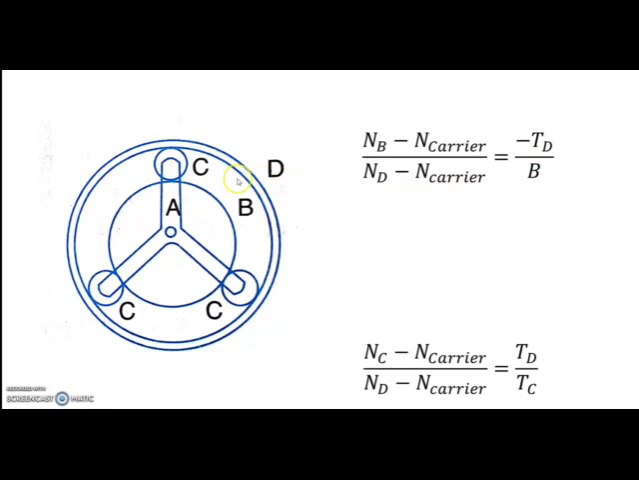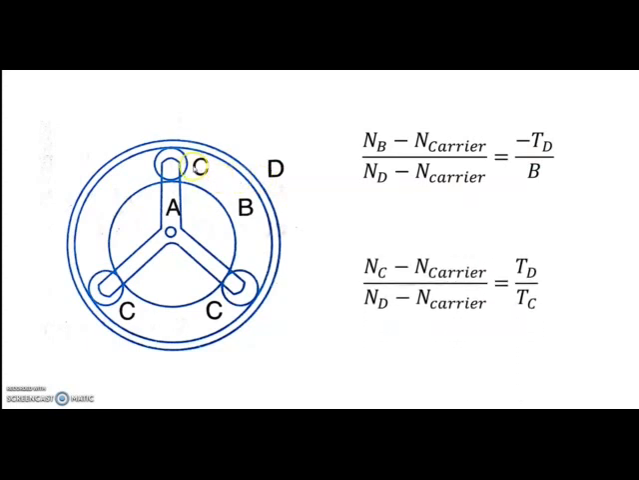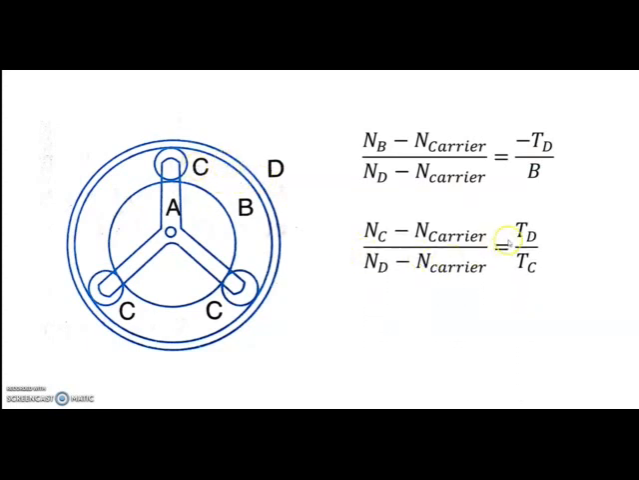Similarly, we can write the relation of C and D, which is very simple. (NC minus N carrier) by (ND minus N carrier) is equal to TD by TC. No minus sign because C and D are annular gear. Similarly, B and C also we can write. So these are the basics of the algebraic method. With this, we'll go to a few examples. Oh, sorry, T was missing.